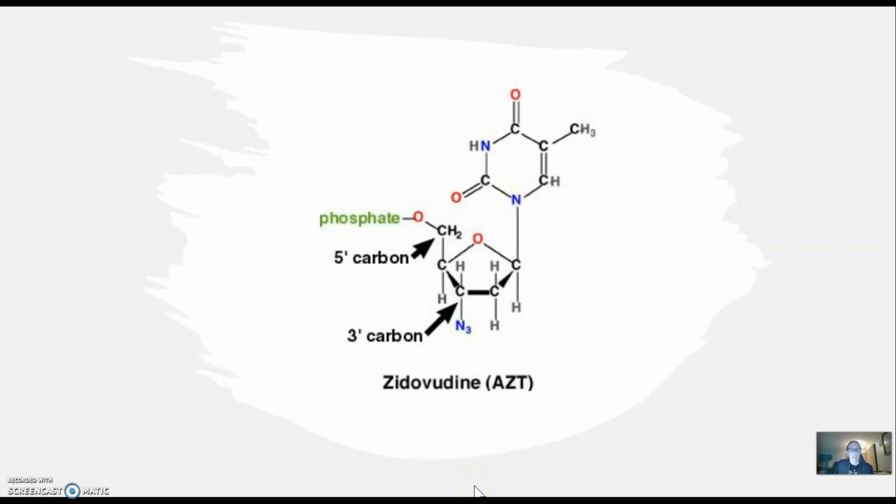And then I just found a diagram of the AZT drug, the structure format of it.